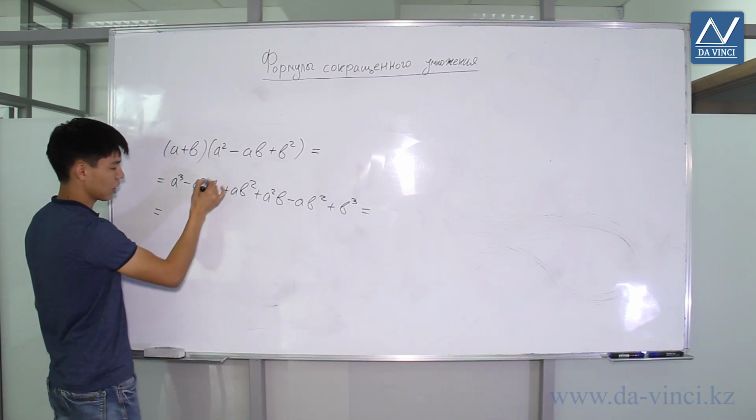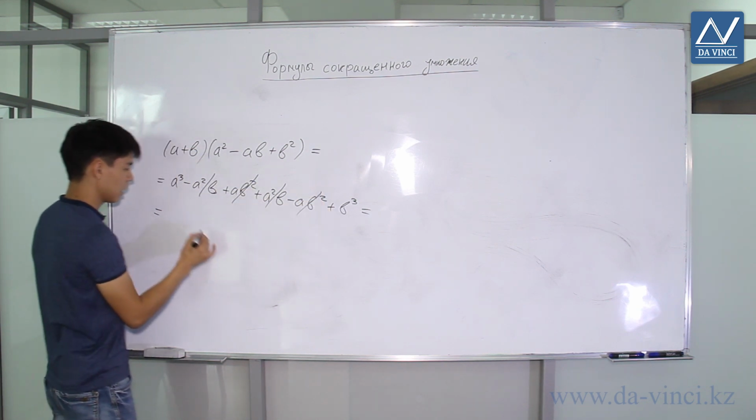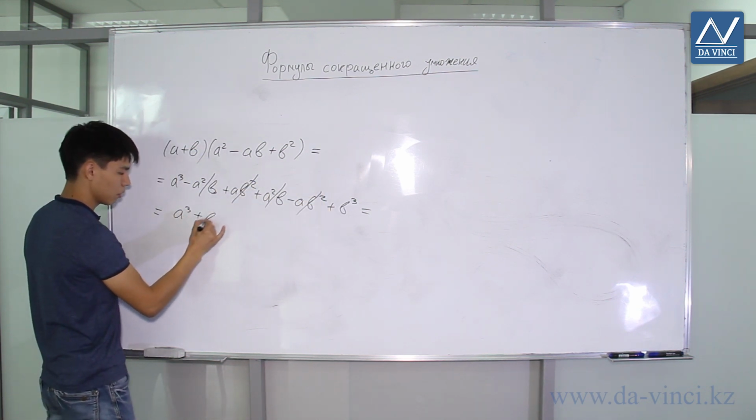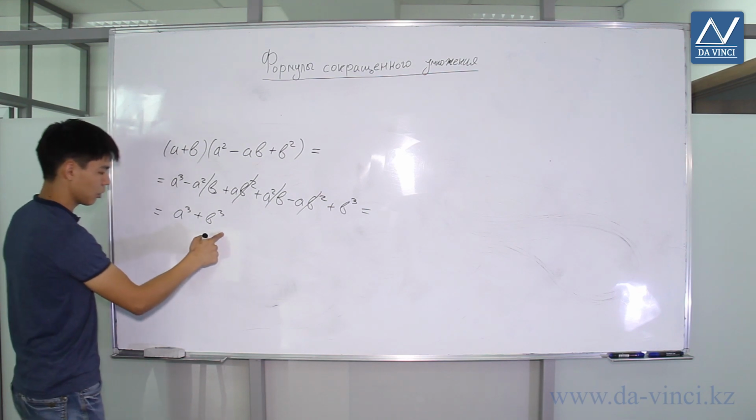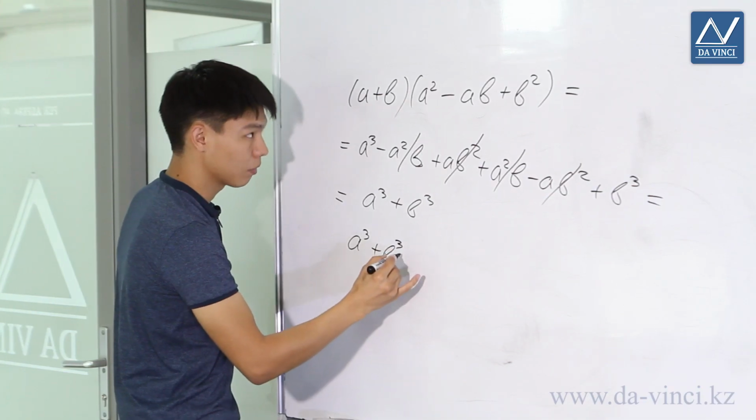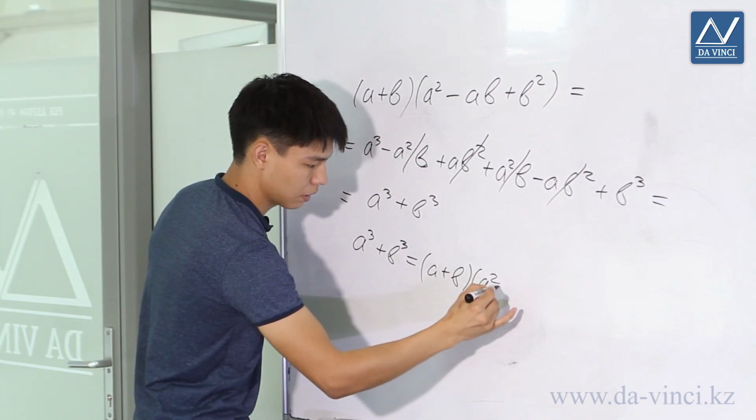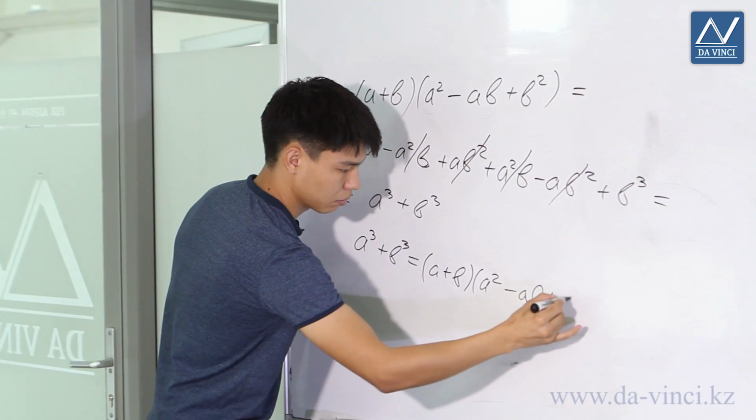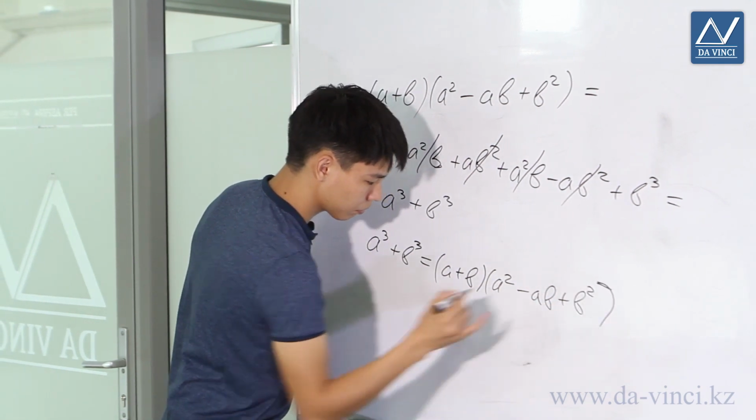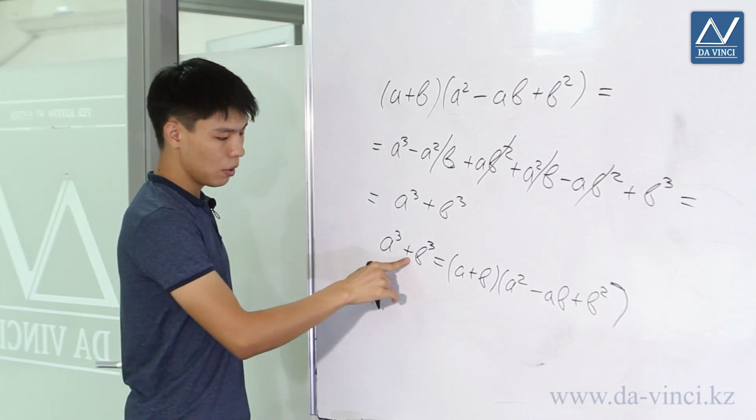Note that the terms a squared b cancel out. The same with these terms. A cubed plus b cubed remains. If we write it in reverse order, then we get the formula a cubed plus b cubed equals (a plus b) times (a squared minus ab plus b squared). This formula is called the sum of cubes of two expressions.